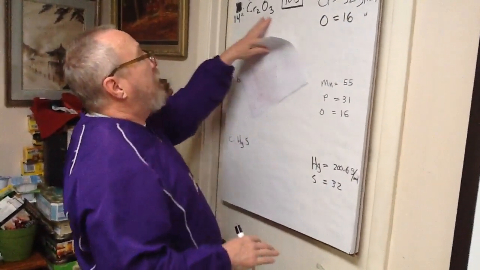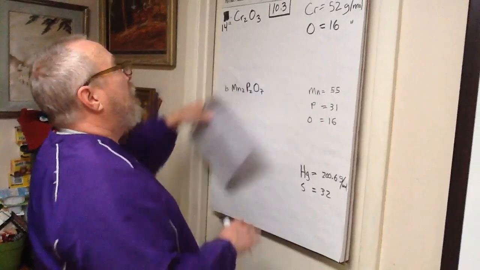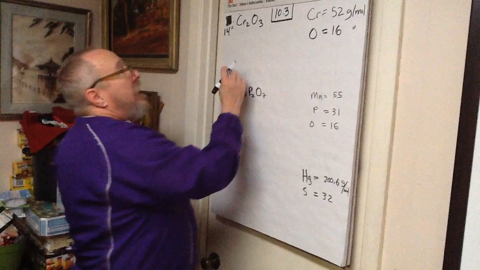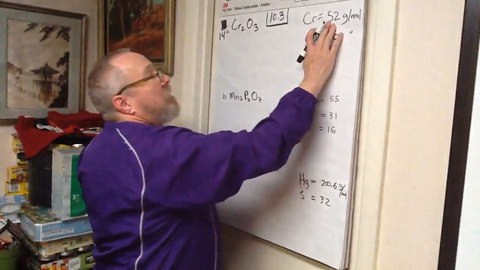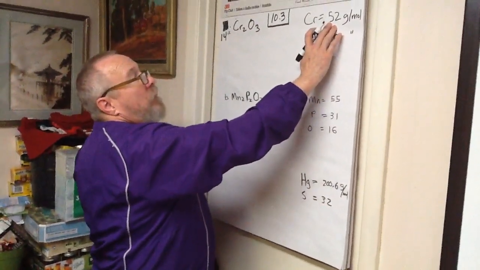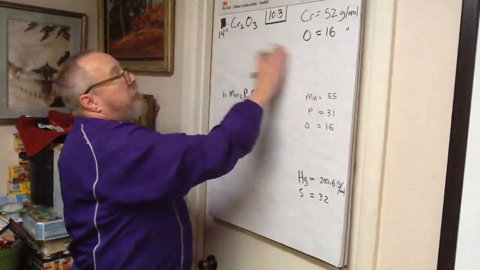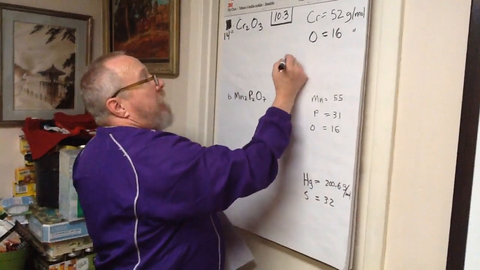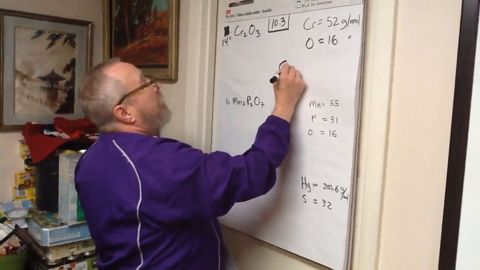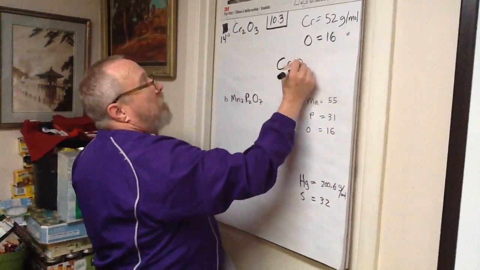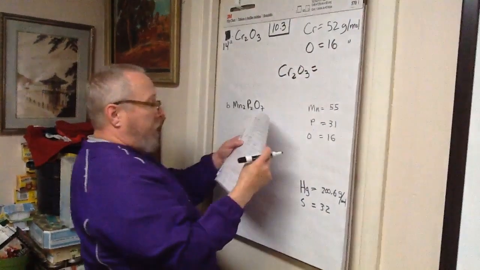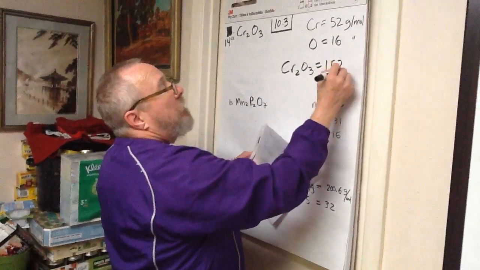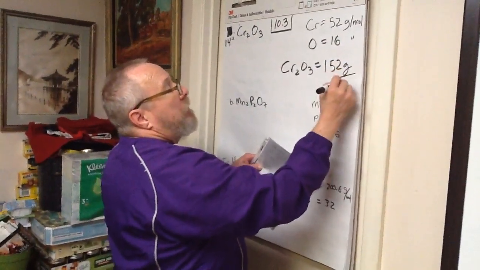And the way I find the molecular mass of this compound, chromium oxide, is I take two chromiums, that's 2 times 52, or 104, and 3 oxygens, that's 3 times 16, or 48, and add them together. Chromium oxide's formula weight adds up to 152 grams per mole.